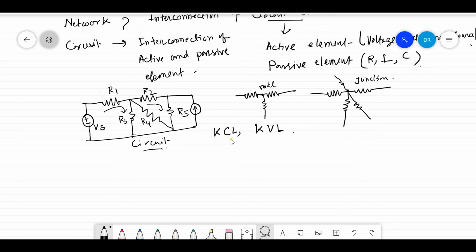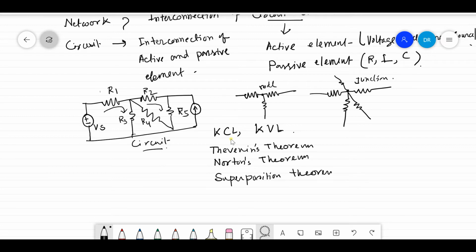In the first year electrical, we will learn different theorems other than this: Thevenin theorem, Norton theorem, superposition theorem, maximum power transfer theorem.